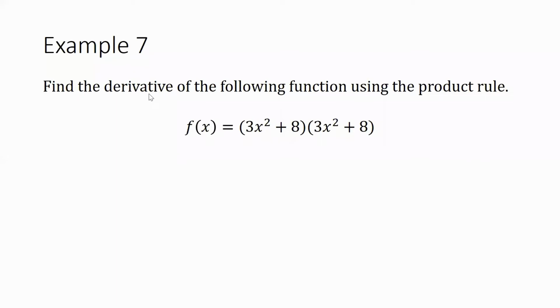I'm going to do two examples of finding the derivative. We're going to go back to using the product rule, and I want to find this derivative so that we can motivate the next section. So my function is a product of 3x squared plus 8 times another 3x squared plus 8. So it's 3x squared plus 8 multiplied times itself. And we're going to find a derivative using the product rule.